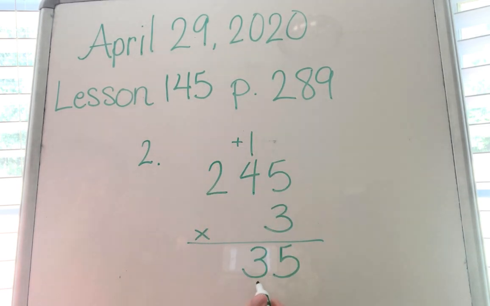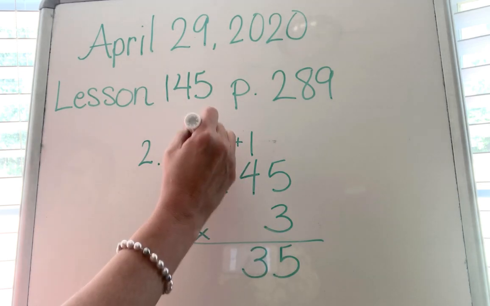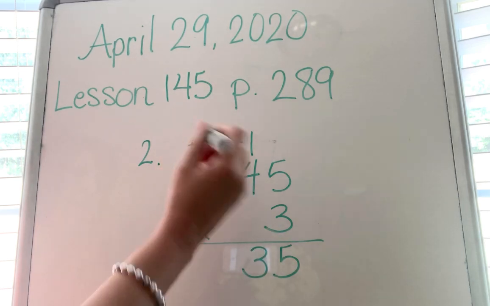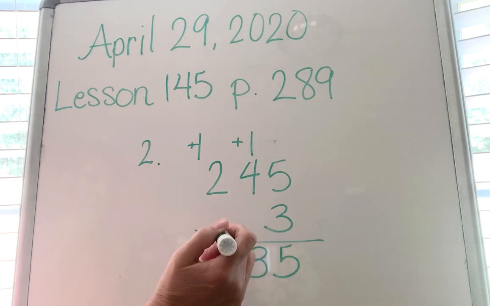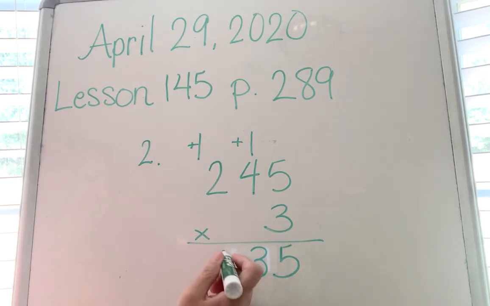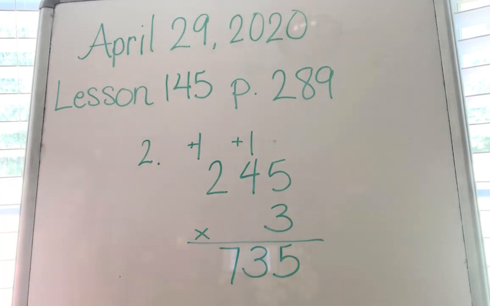Okay, put the 3 here because once again we can't put two numbers in one place, and now carry that 1 to the hundreds place. 3 times 2 equals 6, plus 1 equals 7. So it's the same thing that you were doing, it's just more numbers and bigger numbers. So just work slowly, carefully.